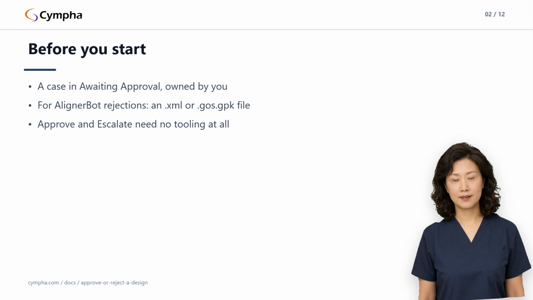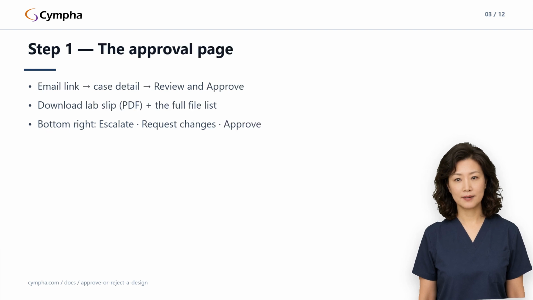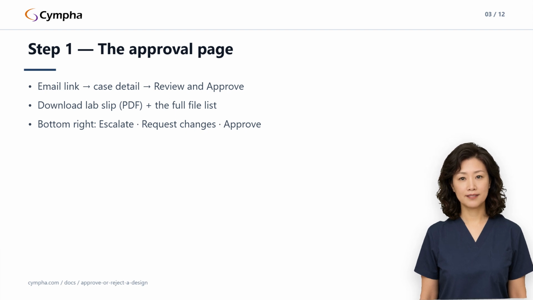The page gives you everything for the decision in one place. A backlink, the patient name, the status badge, and the label telling you which approval step this is, a link to download the lab slip as a PDF with the clinical brief, and the full file list, where View on any row opens the case detail in a new tab for previews. The 3 action buttons sit in the bottom right of the approval card. Escalate to Lab Manager, request changes in rows red, and the green primary button that carries the approve label.